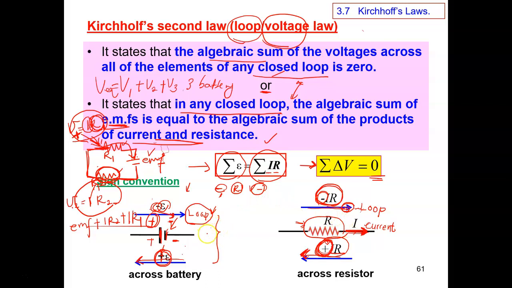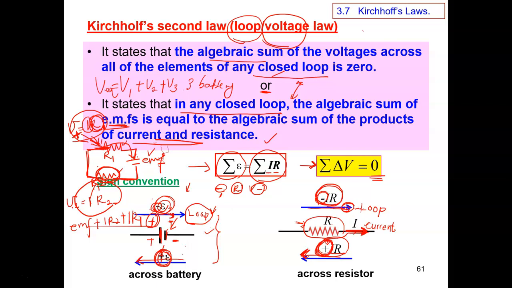And as for the cell battery, since it has a positive and a negative terminal, I just need to consider the direction of the loop. So when the direction of the loop is from the positive to the negative terminal, the value of V is negative, and when the direction of the loop is from the negative terminal to the positive terminal, the value of EMF is positive. Okay, so that was the second law.